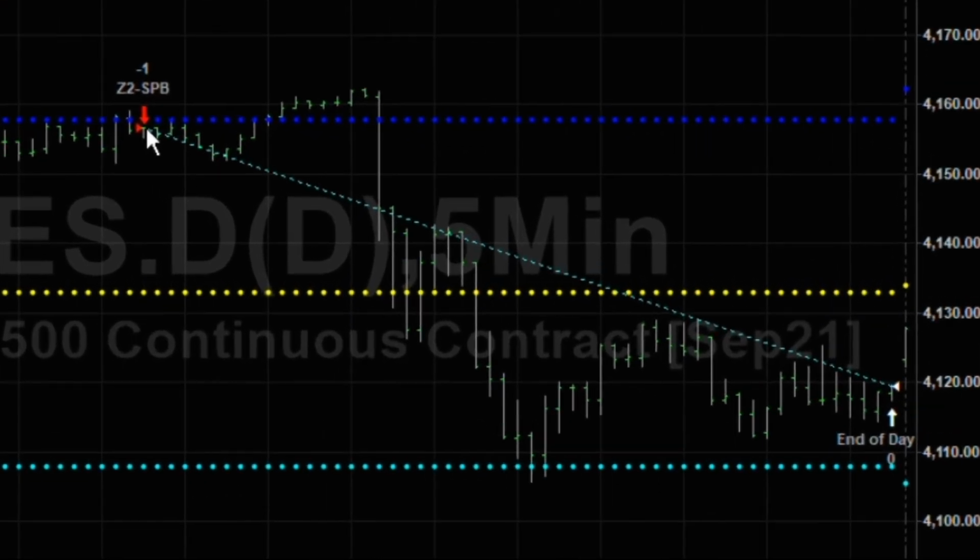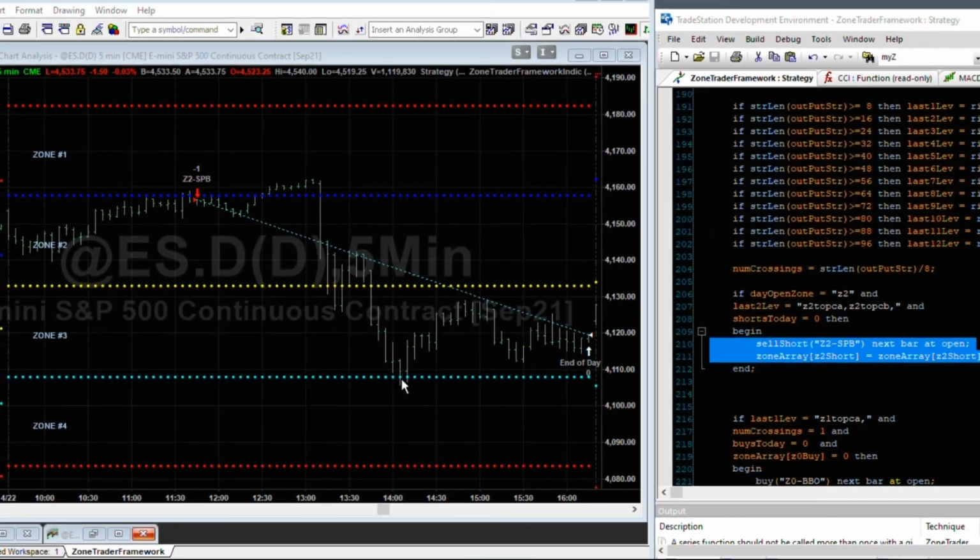But what if I want to program getting out on a limit order at the top of zone 4? Okay, I want to short this zone 2 short pullback, but then I want to cover this short, this specific short, this exact sequence. I want to cover that with a limit order at zone 4 top. How do I do that? And this is where naming that signal properly comes in real handy.